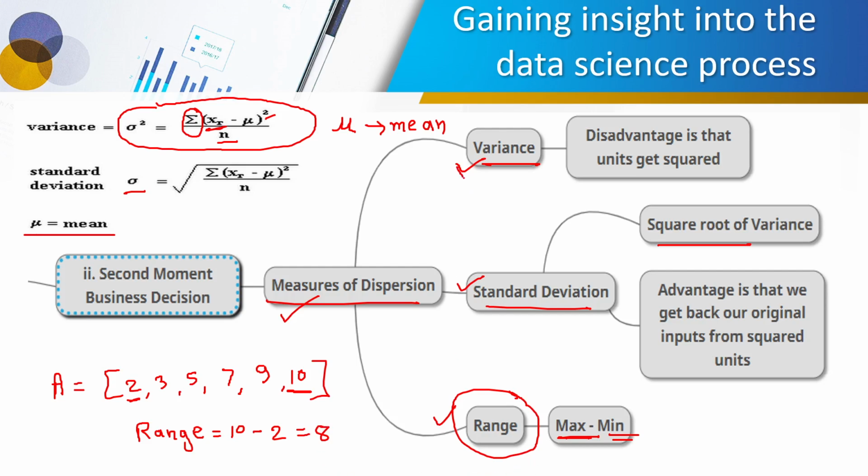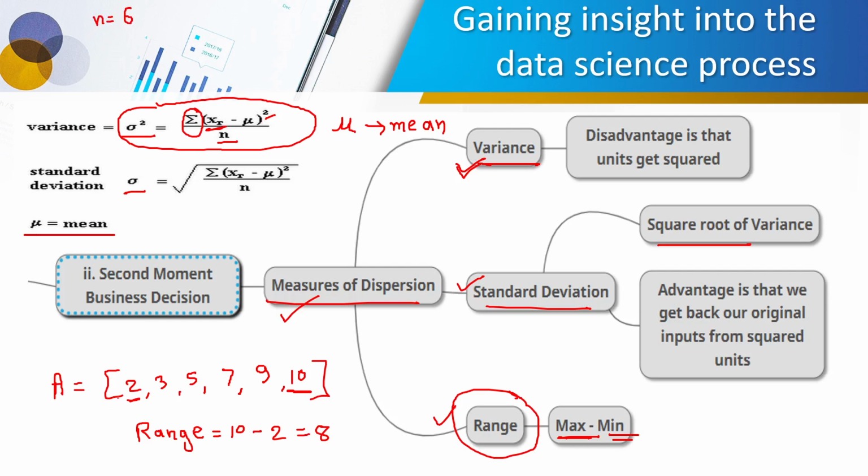Next we calculate the variance. How are we calculating a variance? To calculate a variance, you have this formula, just keep this formula in mind. The symbol is sigma square is equal to summation of (x_i minus mu) square upon n. N is the total number of elements available inside this. Suppose in this case, what is the value of n? N is equal to 6. Total number of elements is 6.